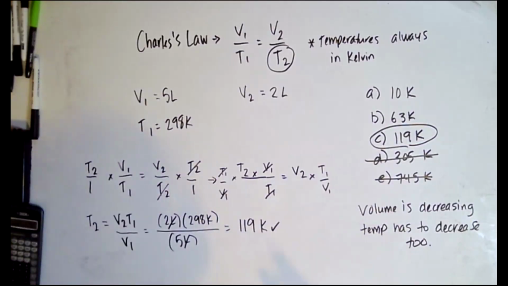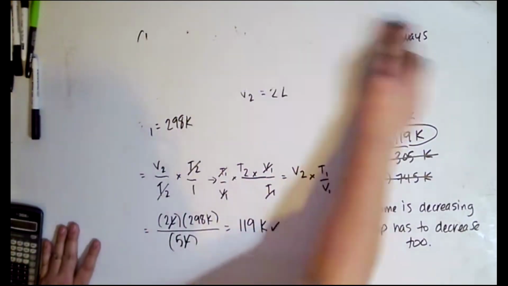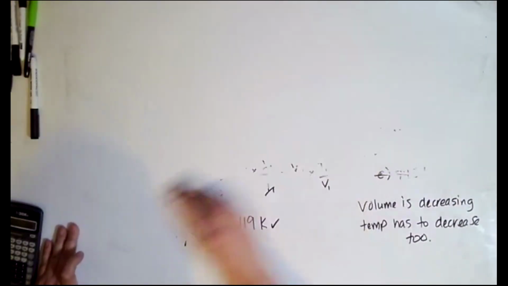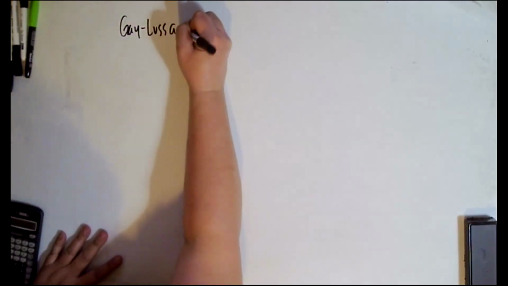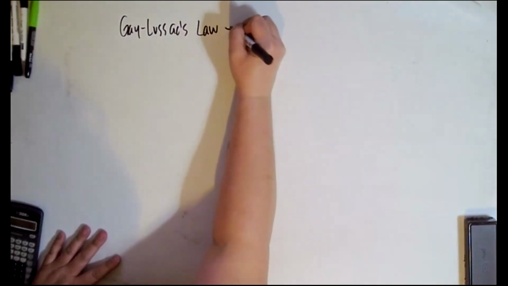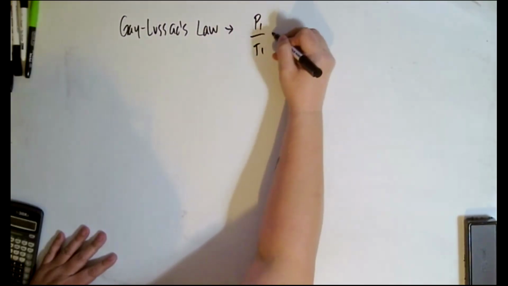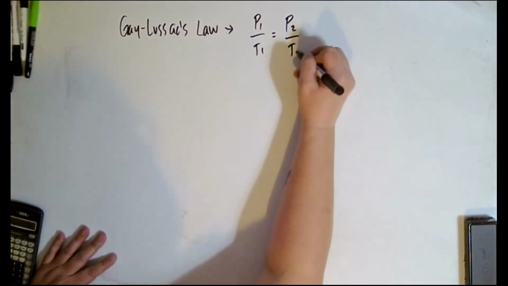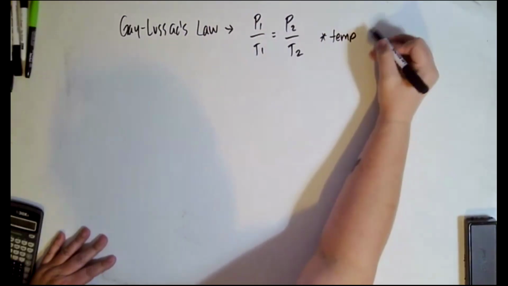All right. So the next question, which when I did a quick read of it, I thought was another Charles' law question, but that one's actually asking about pressure and temperature. And pressure and temperature is Gay-Lussac's law, which looks a lot like Charles' law in its setup. It's going to be P1 over T1 equals P2 over T2. And again, your temperatures have to be in Kelvin.